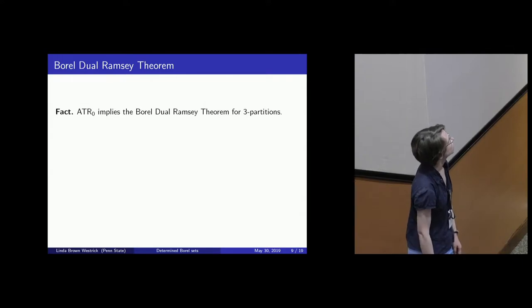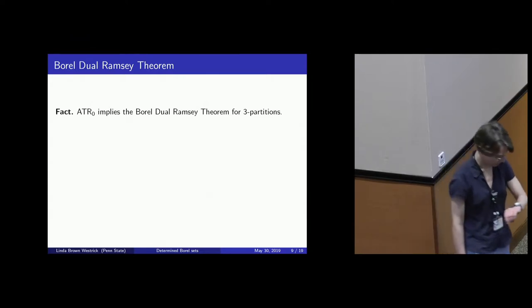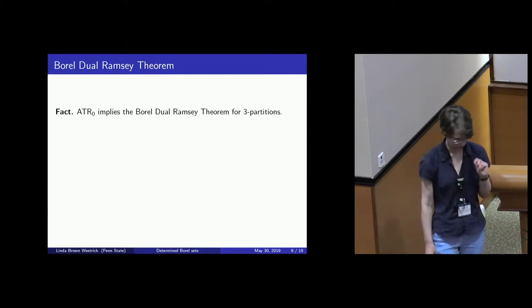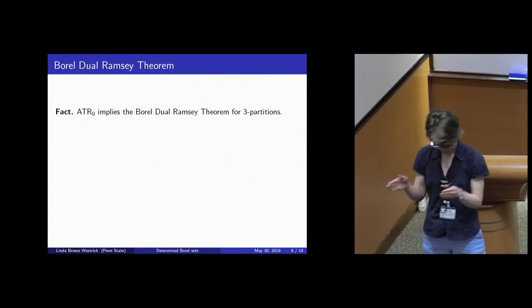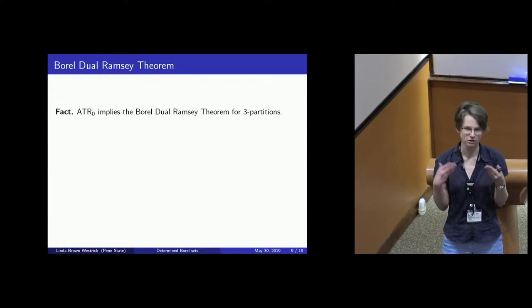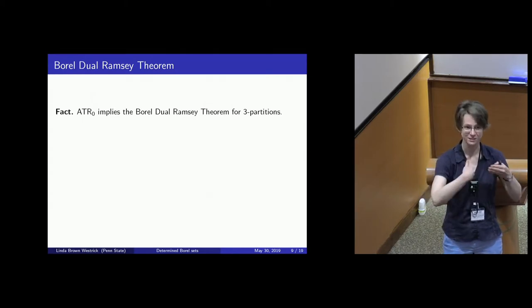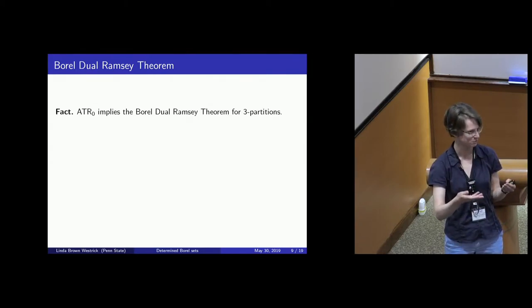Okay. So we can also apply this analysis to learn something about the Borel dual Ramsey theorem. The Borel dual Ramsey theorem can be decomposed into two parts. There's the part where you say that every Borel set has the property of Baire, and then there's the part where you apply the Baire version of the dual Ramsey theorem. The dual Ramsey theorem has a stronger version that says, if you partition the set of partitions of omega into k pieces that just have the property of Baire, that's enough for the conclusion to be true.